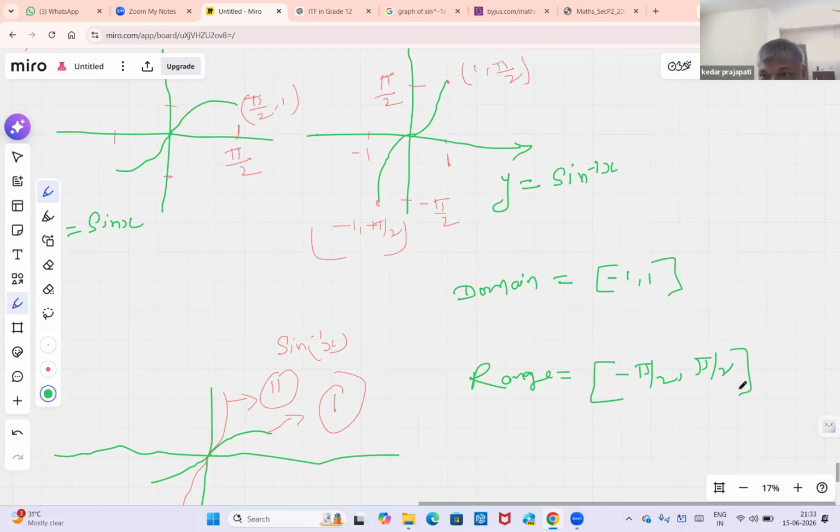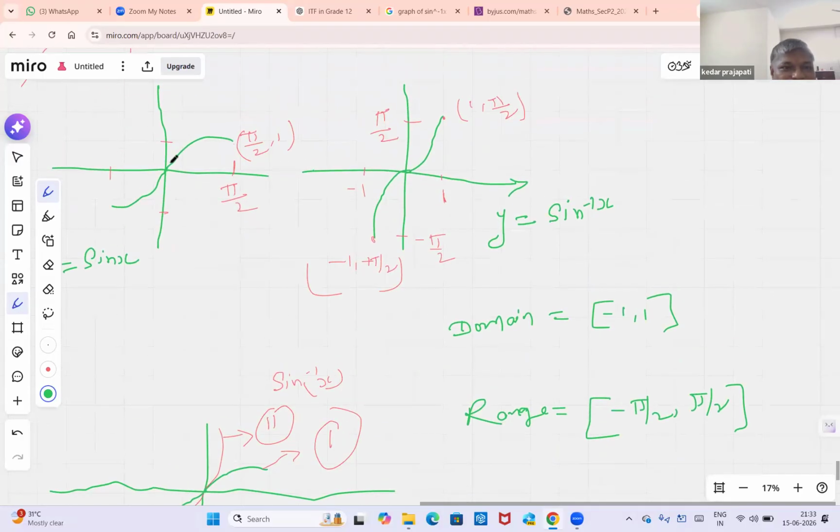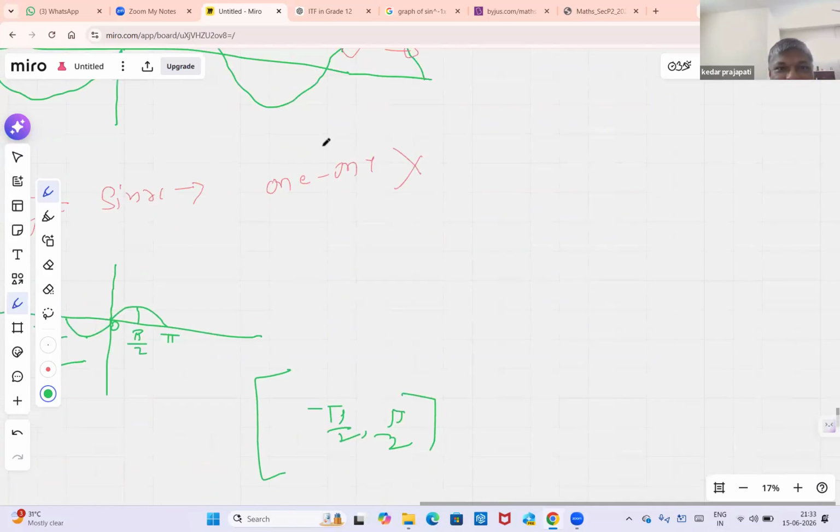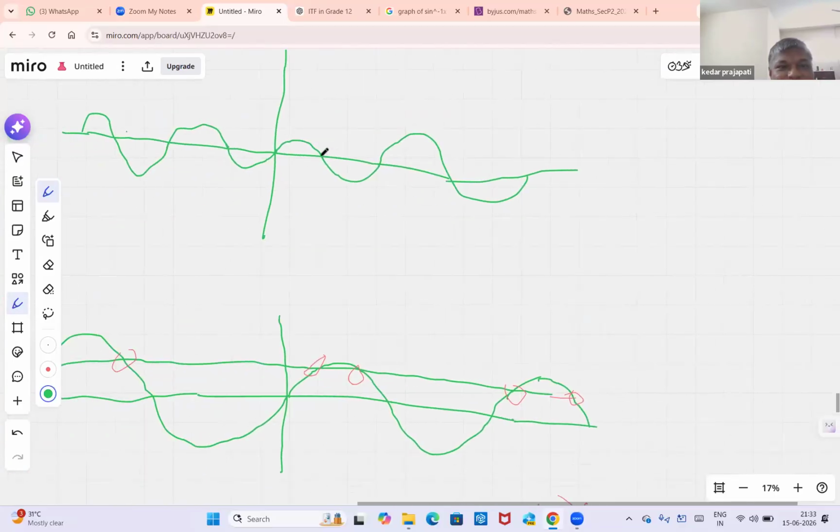You should know how to draw the graph of sine x. The sine x graph passes through 0 and meets the x-axis at pi, then again meets at 2 pi. This is pi, this is 2 pi. So I have considered this part of the graph, and then we created a straight line and found its inverse.